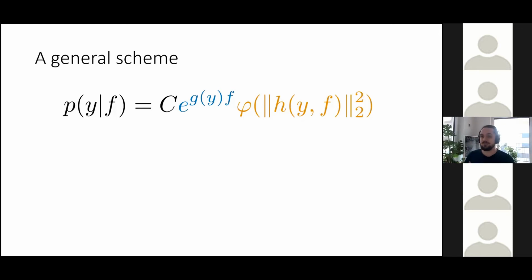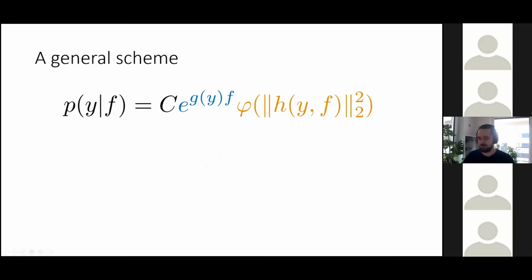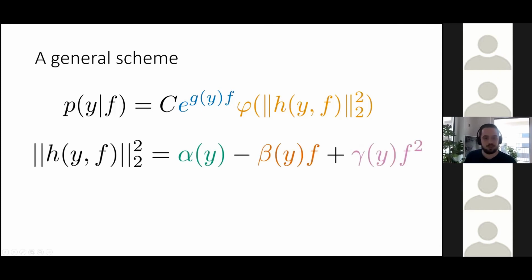And phi is our positive definite radial function. And now what is h, what I defined inside? Well, it should just be some kind of quadratic function, so some alpha of y minus beta of y f plus f squared. So something which is just Gaussian. And I kept the color here because I'm now going to show a few examples, and we can match the color to what element is what.